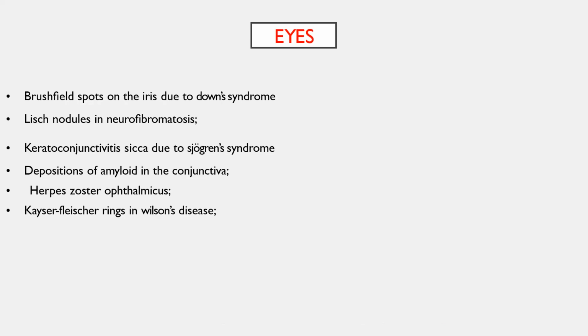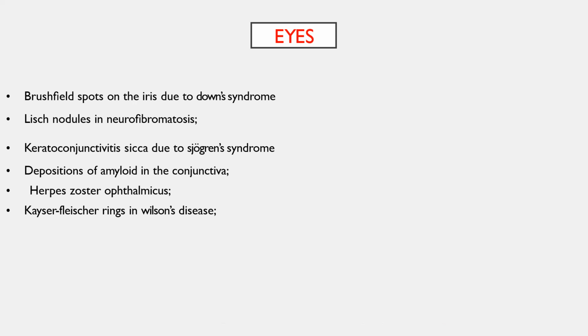Brushfield spots are seen in Down syndrome, Lisch nodules in neurofibromatosis, keratoconjunctivitis sicca in Sjogren's syndrome, amyloid deposition in the conjunctiva in amyloid neuropathies, herpes zoster ophthalmicus, and the KF ring in Wilson's disease. By seeing this, you can make out a patient presenting with mental retardation. By seeing the Brushfield spots, you can make out Down syndrome.